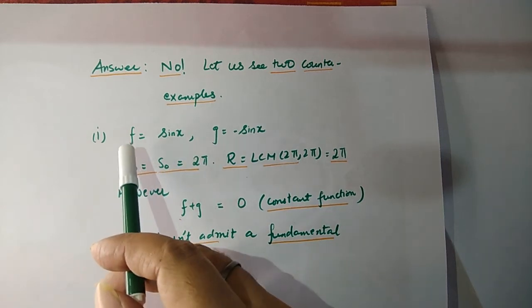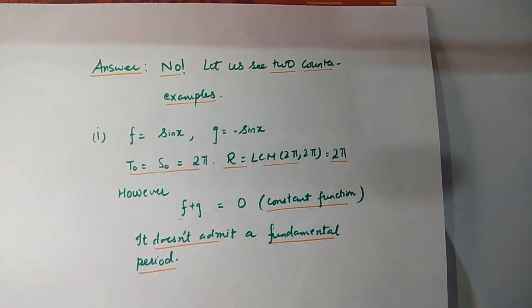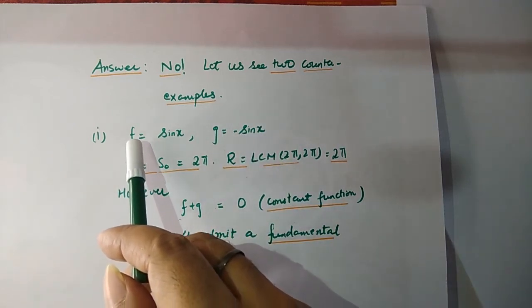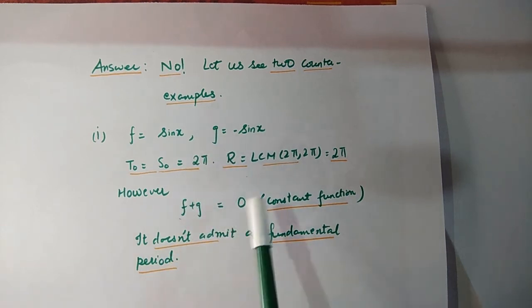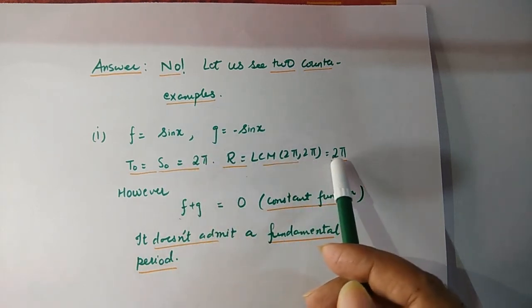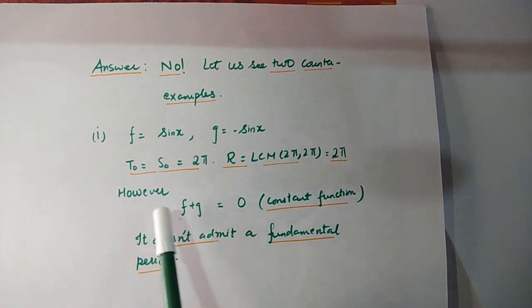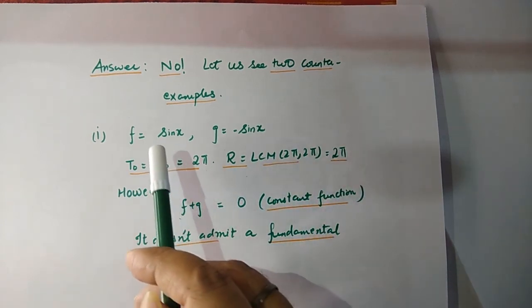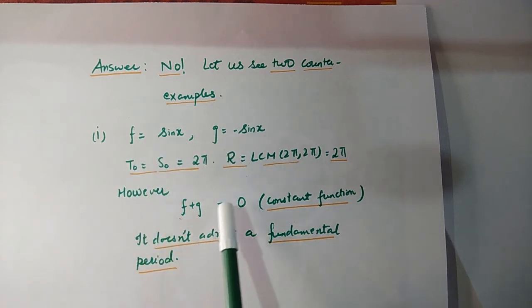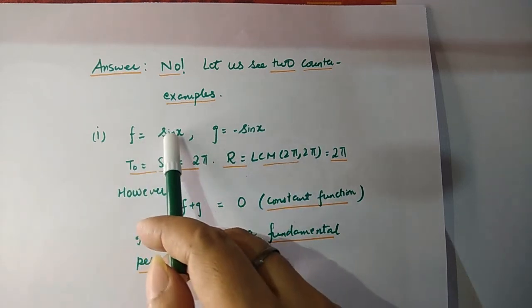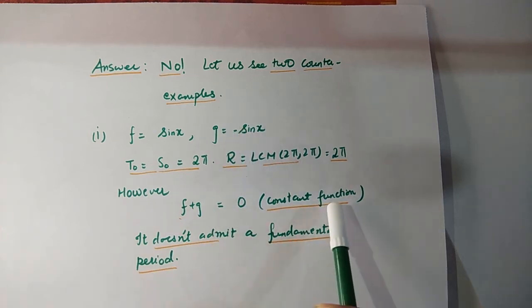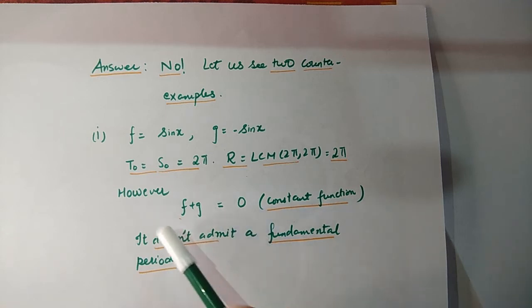The first one is the simplest one. Let f be equal to sine x and g be equal to minus sine x. So clearly the fundamental period of both f and g is 2 pi, and the LCM of 2 pi and 2 pi is obviously 2 pi. However, is 2 pi the fundamental period of f plus g? No. Why? Because f plus g is sin x minus sin x, which is 0, and 0 is a constant function. And the constant function, as we have already seen in the previous lecture, does not admit a fundamental period. So clearly, 2 pi is not the fundamental period of f plus g.